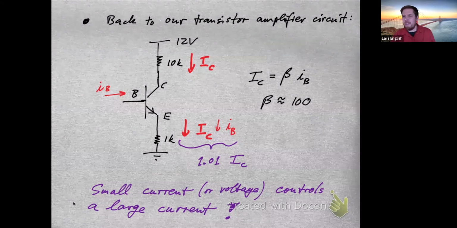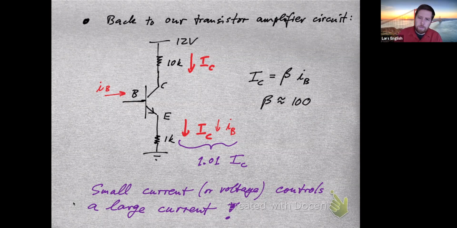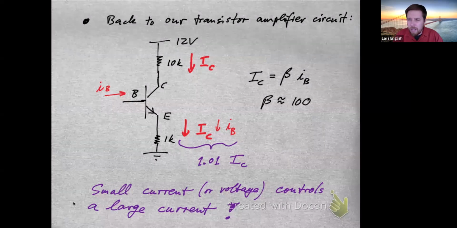The important point, and this is the take-home message here about transistors, is that a small current or a small voltage at the base controls a large current from the collector to the emitter, or a big flow of electrons up from the emitter to the collector. Remember, that's one complication, that the electrons always flow against the current. Okay? But that's basically the big take-home message. The whole point of transistors, you could say, is exactly that.